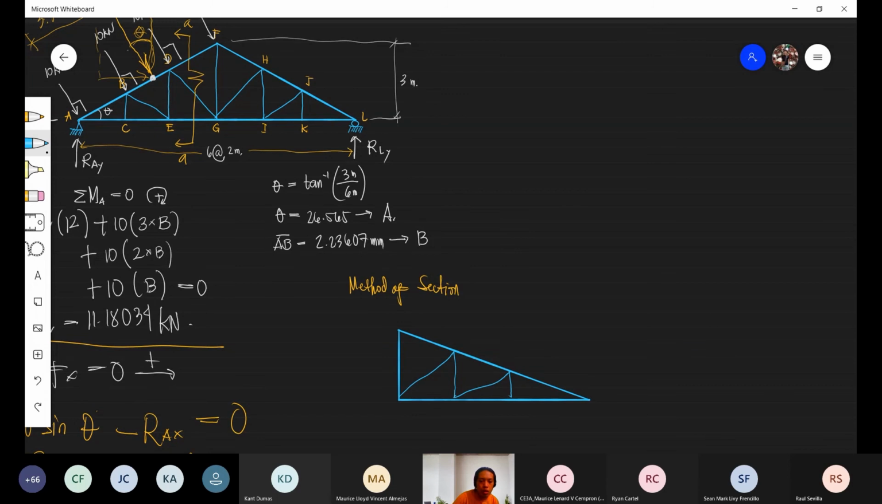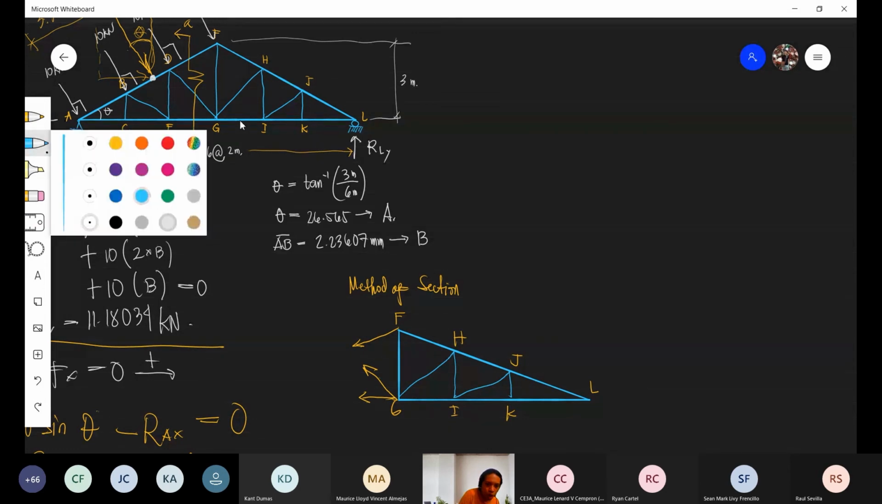So this is H, J, L, K, I. The members that were cut are DF, DG, and EG. These will be forces, and we assume they are in tension, so that if our answer turns out negative, we say it is compression. And of course, there is also the applied force.